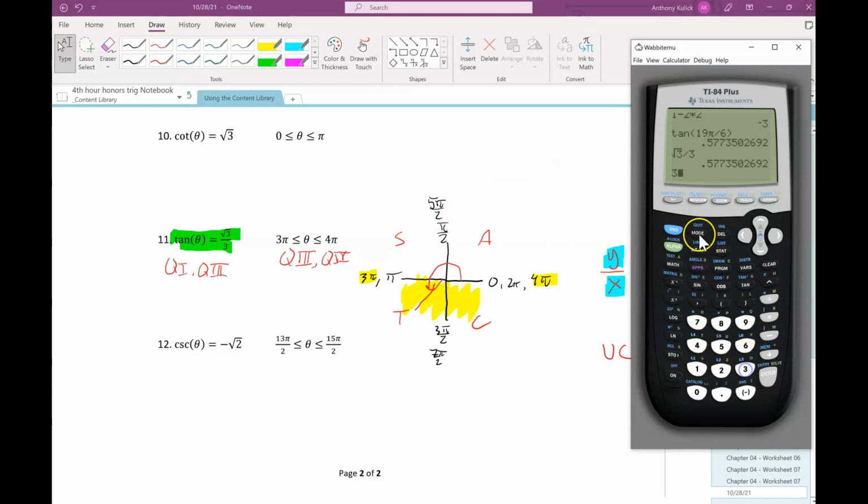So 3 pi is 9.4 and so on. 19 pi over 6 is 9.94. That's good so far, right? Bigger than 3 pi. And it's definitely smaller than 4 pi. So that answer looks great.